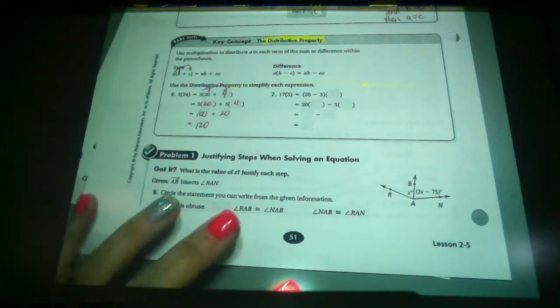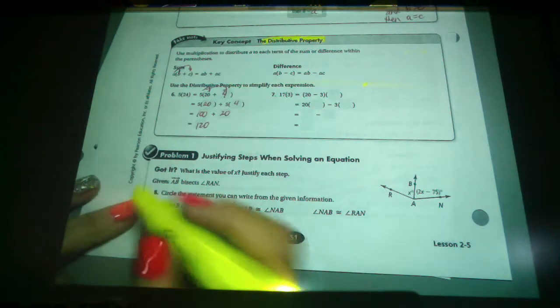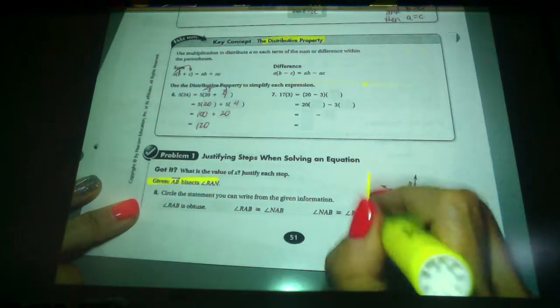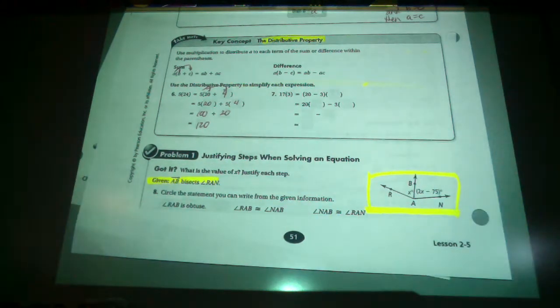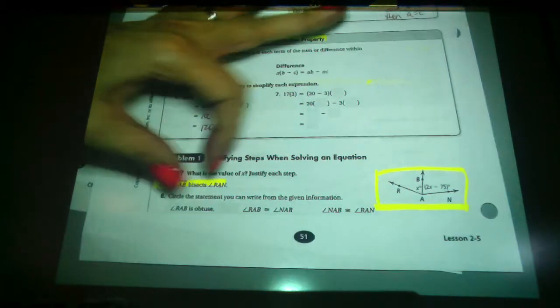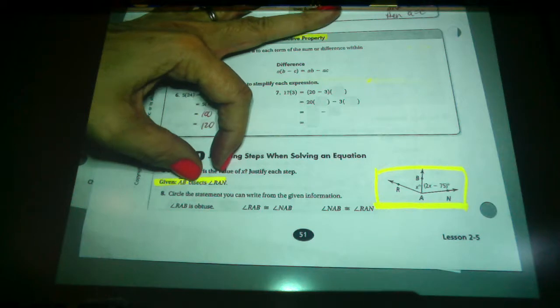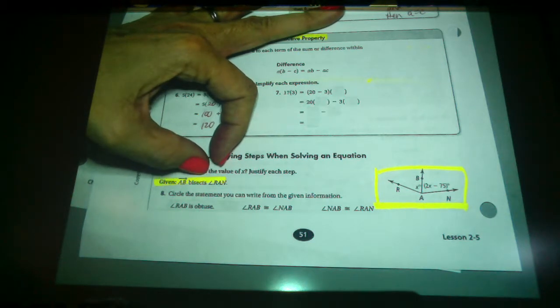All right, so this one we're going to actually do a proof for this one. But let's start off with what they've given you. So they've given you a given and a picture. They may or may not give you a picture, but you should always draw a picture if you can. So they said that ray AB bisects angle RAN. The fact that they told you that I have a ray bisecting an angle, what's your conclusion about what that thing's called?